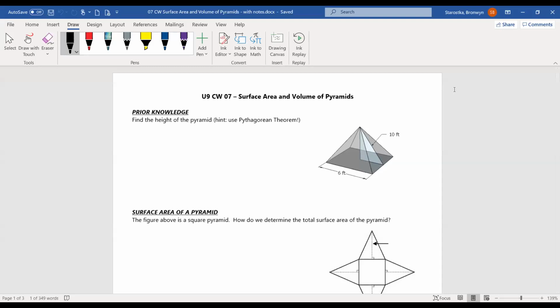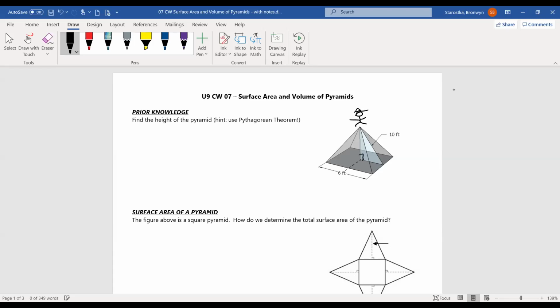So we're going to do a little prior knowledge. I know we haven't done pyramids, but we could find the height of this pyramid. So remember, who's our pal that helps us with height? That is Juan. And there's Juan, and he is standing at the top of the pyramid. And when we want to find the height of the pyramid, we drop Juan's little rock straight down to the center point. So notice how along the base of this square pyramid, we have a side length of 6.